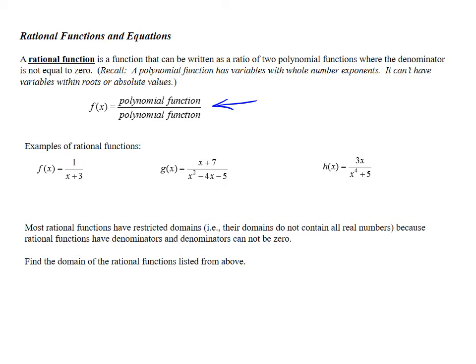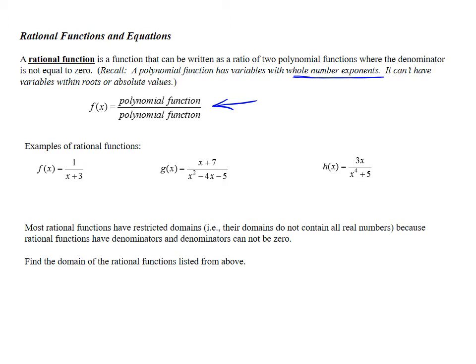So a little reminder, a polynomial function is going to have variables that only have whole number exponents. So they can have exponents of 0, 1, 2, 3, etc. Whole numbers. They cannot have negative exponents, so a variable cannot have a negative exponent in the polynomial function. Therefore, it can't have fractional exponents, and therefore you can't have roots, and you can't have absolute values in these functions.